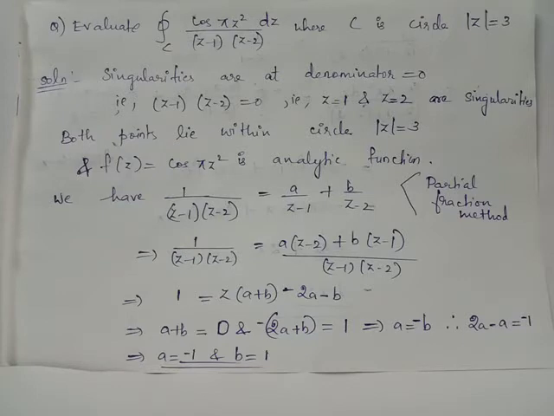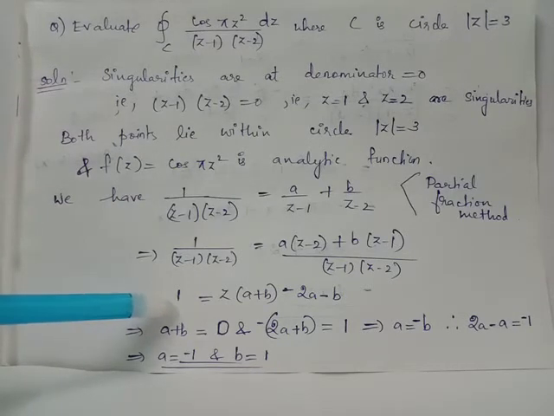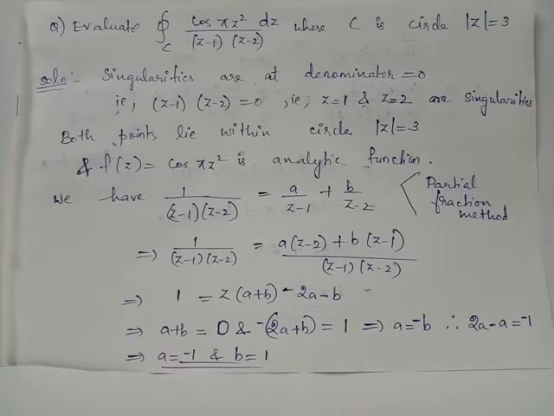If you compare coefficients of z on both sides, you have A + B = 0, because here there is no term of z, therefore the coefficient of z is 0. Here the coefficient of z is A + B, therefore A + B = 0. Now if you equate constants on both sides, you have −2A − B = 1.